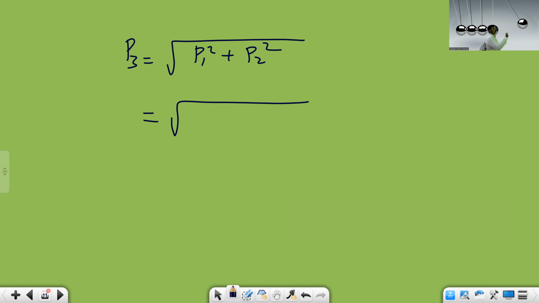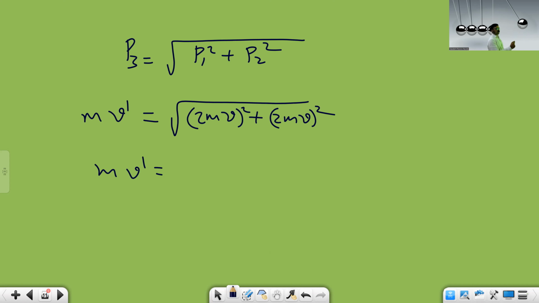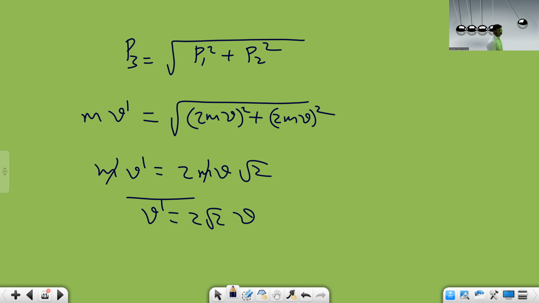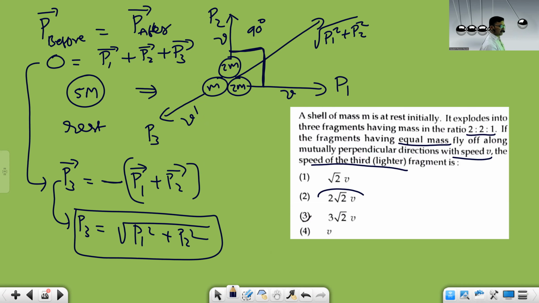Let us check. Here, the third particle has mass m and speed v dash. These are 2m, both have the same mass, 2m, but speed v. So 2m whole square, 2m whole square. Now obviously m v dash is equal to 2m v root 2. The m will be cancelled. V dash is equal to 2 root 2 v, and my answer is V dash is equal to 2 V. Let me check. This is option number 2, V dash is equal to 2 V.